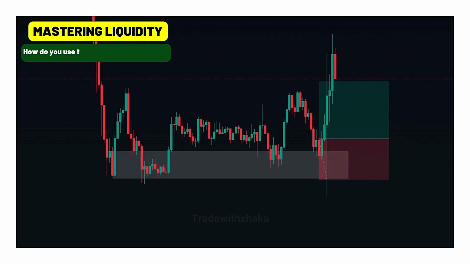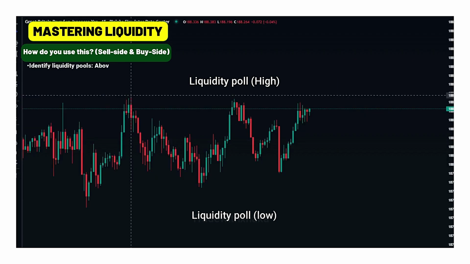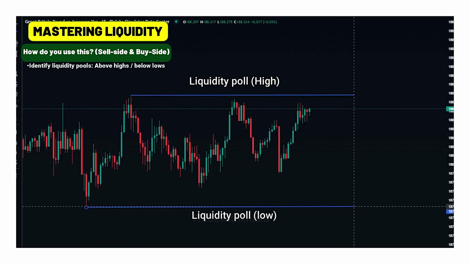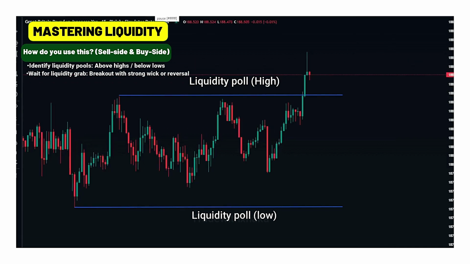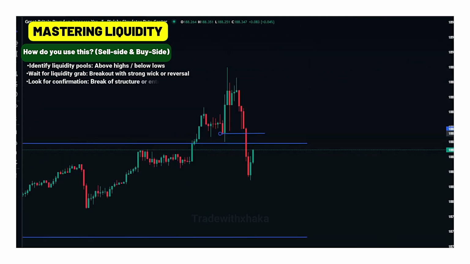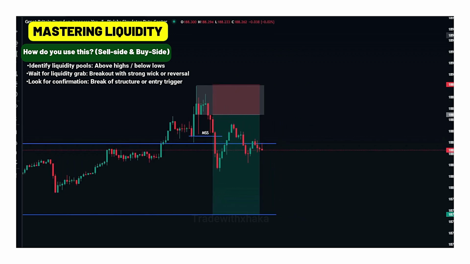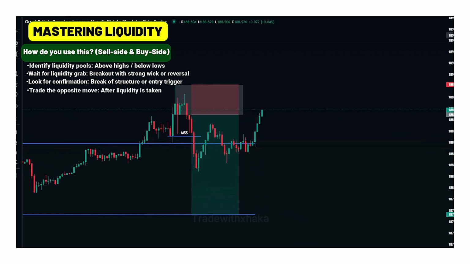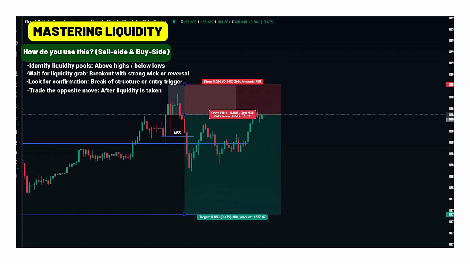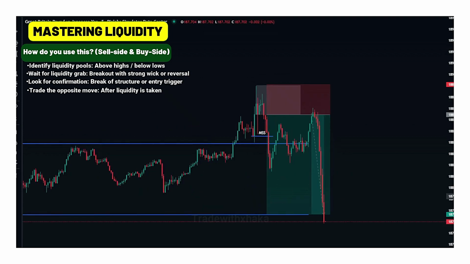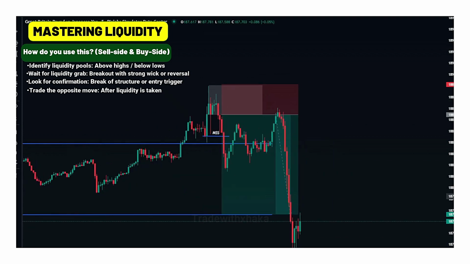So how do we use this? It's very important. The first thing you need to do is to identify a liquidity pool above a high or below a low. Wait for the liquidity grab, a breakout with a strong wick or reversal. Look for confirmation, break of structure, or any entry model you know. Trade the opposite move after the liquidity is taken. Instead of trading the breakout, wait for the trap, then trade the reversal.